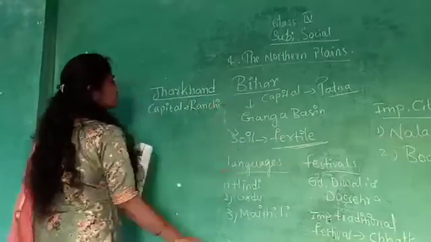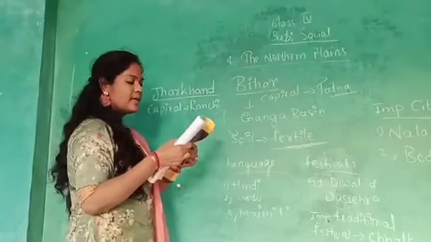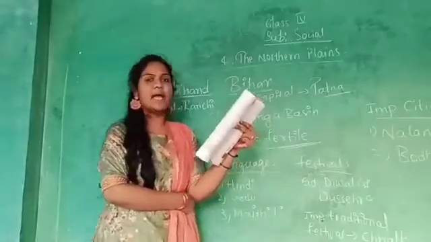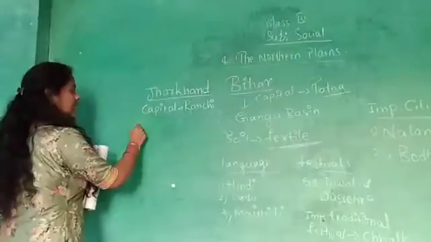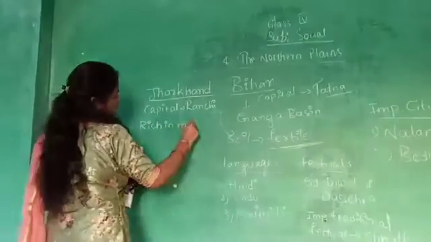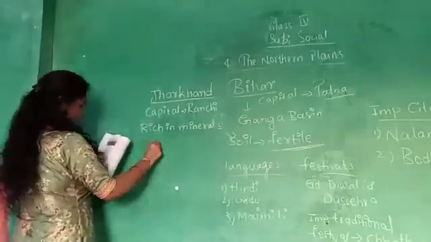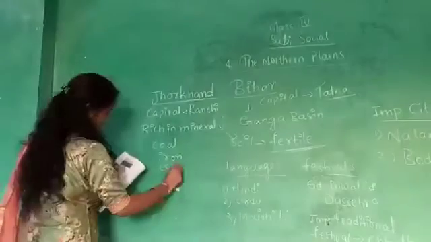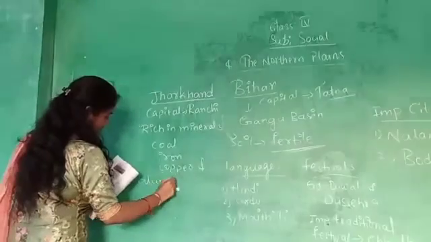The capital of Jharkhand is Ranchi. And Jharkhand is very rich in mineral deposits such as coal, iron, copper and aluminium ores. So the land in Jharkhand is very rich in minerals. Which are the minerals? Coal, iron, copper and aluminium ores.